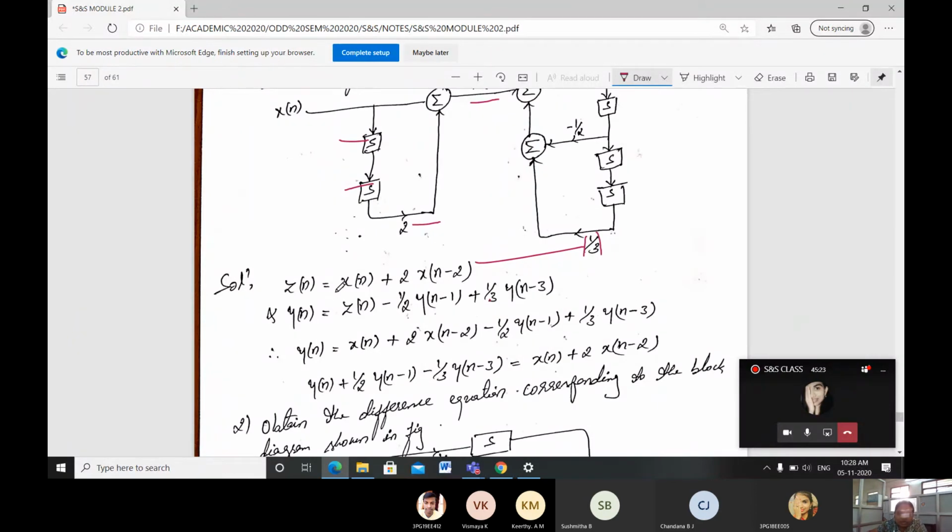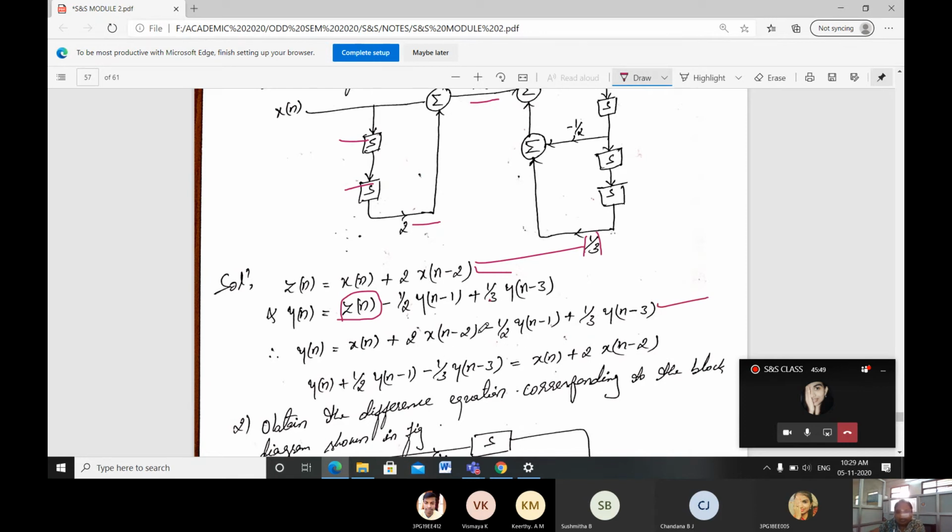Next, what you have to do is just substitute, instead of z of n, the equation in terms of x of n. Therefore y of n is equal to x of n plus 2 x of n minus 2 minus 1 by 2 y of n minus 1 plus 1 by 3 y of n minus 3, you will be getting.